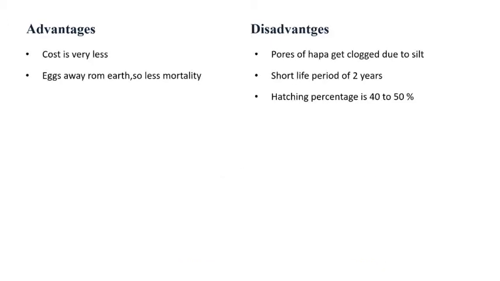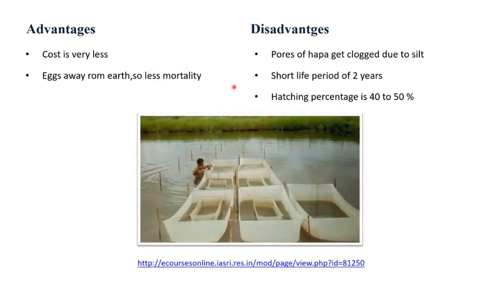Students, let us learn about advantages and disadvantages of hatching HEPA. Advantages: the cost of HEPAs is very low, and the eggs are away from the earth, so there will be less mortality of the eggs. Disadvantages: pores of HEPA get clogged due to the silt, there is a short life period of 2 years, and hatching percentage is only up to 40 to 50%.